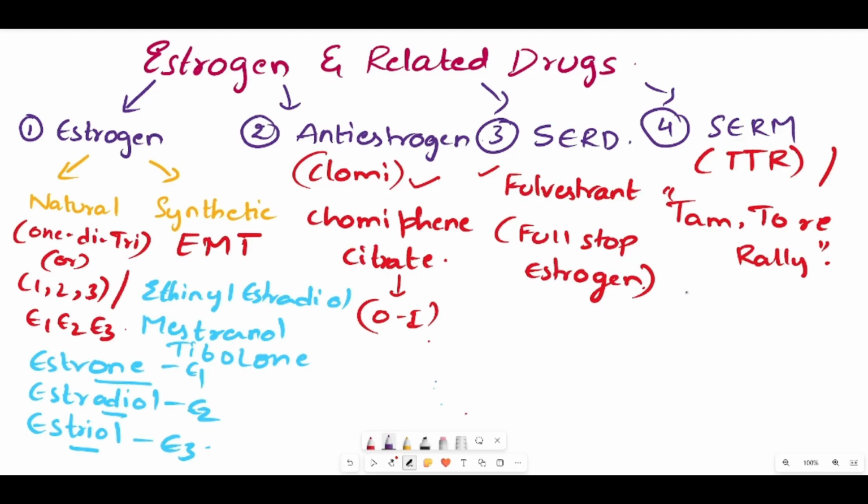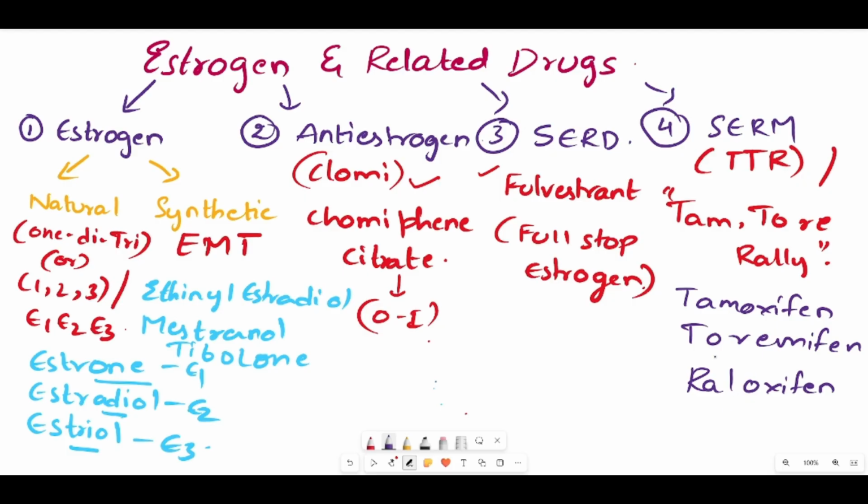Where TAM means it is Tamoxifen. TOR means it is Toremifene. And Rally, R means it is Raloxifene. Tamoxifen, Toremifene, Raloxifene comes under SERM class. So either remember it as TAM-TOR Rally or TTR.